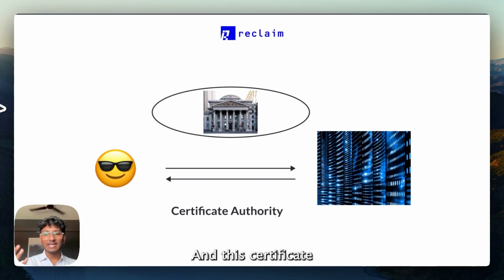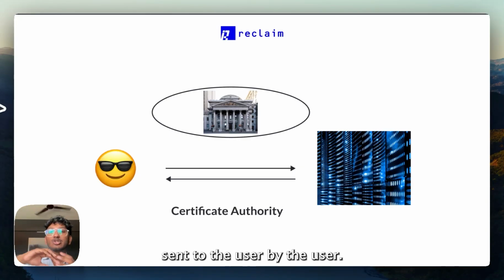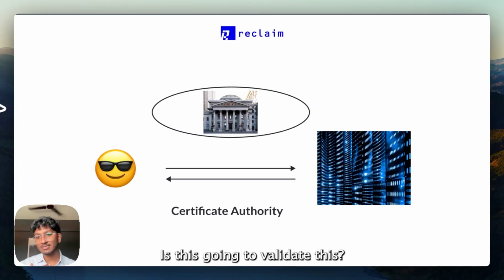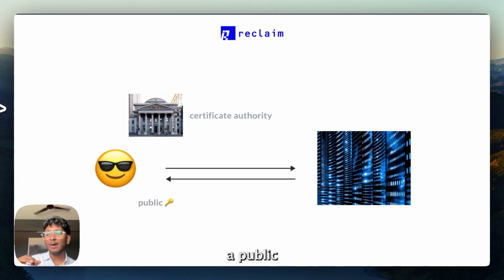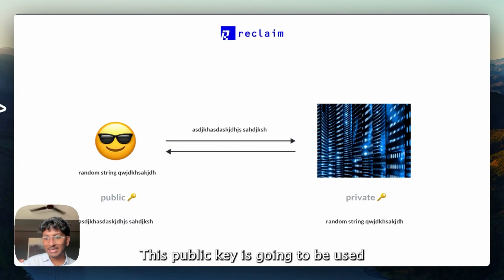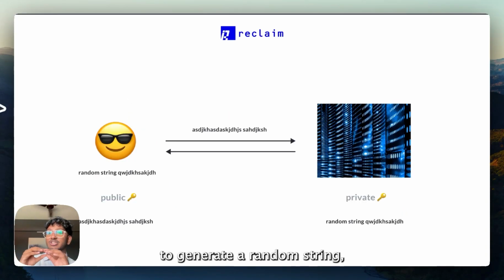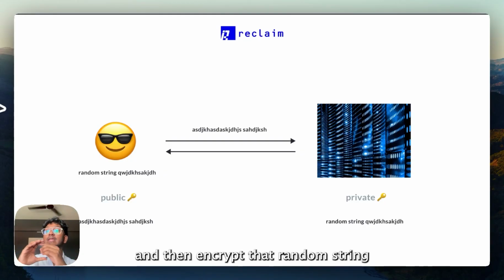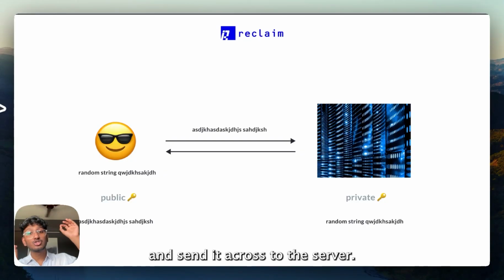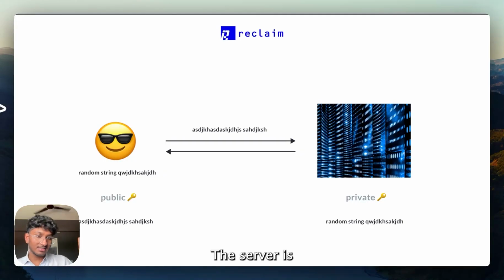And this certificate is issued by a centralized authority. It'll be a trusted authority that you have to trust here. This is going to be sent to the user, where the user is going to validate it. Along with this, a public key is also going to be sent to the user. This public key is going to be used by the user to generate a random string, encrypt it, and send it across to the server. The server is then going to use its private key to decrypt that data.